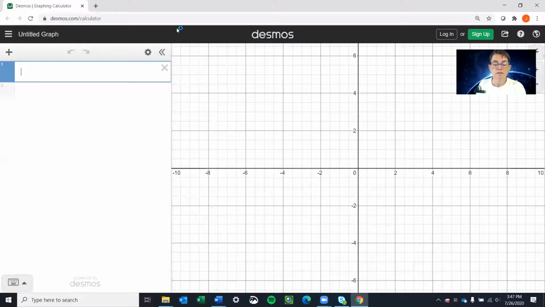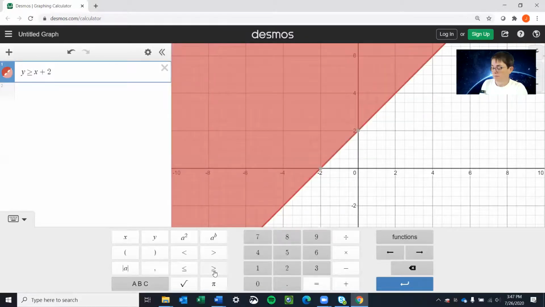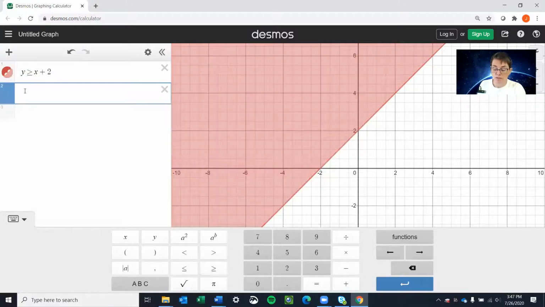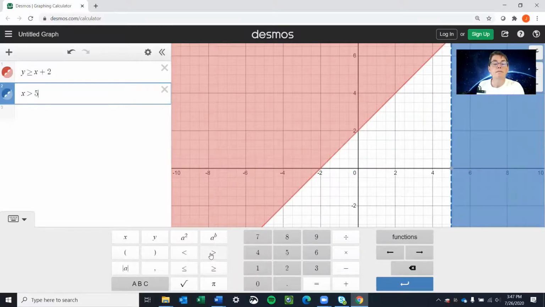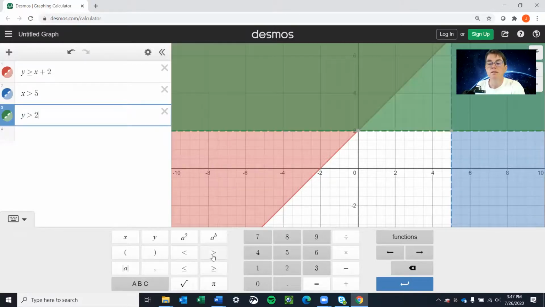All right, so y. Now, if you need on Desmos to get the symbols, y is greater than or equal to x plus 2. Oopsies. I don't know how to make Desmos do the dots versus real, so it just shades, but it'll still give us the right idea. We just know it's going to be dots. And then I've got x is greater than 5. Whoopsies, doesn't like that. And also we need y is greater than 2.